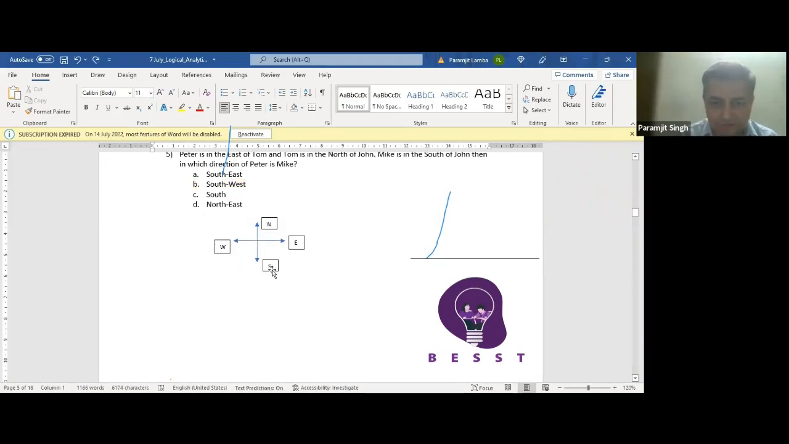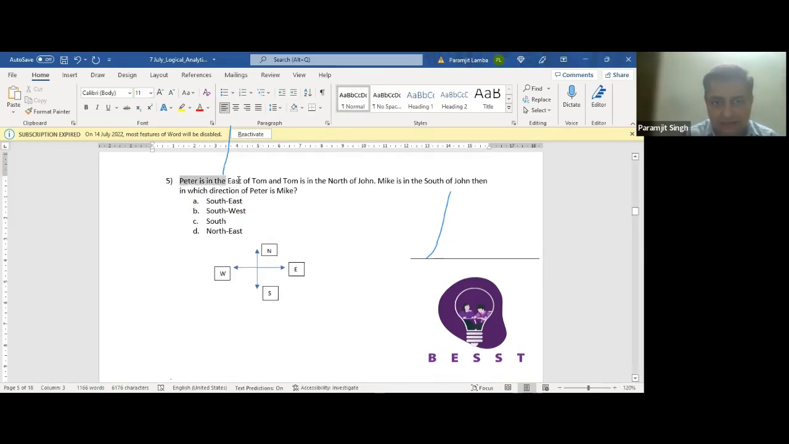Now what we have to do is plot where these individuals are as given in the question. The first part of the question is Peter is in the east of Tom. So first we have to put Tom. Now Peter is in the east of Tom. So which side should Peter be? Left or right? He has to be in the east of Tom. If Peter is on the left side, it will be west. Refer to the compass. The question is saying Peter is in the east of Tom. So which side is the east of Tom? Right. Correct. All you need to do is refer to the compass. Left is west, right is east.